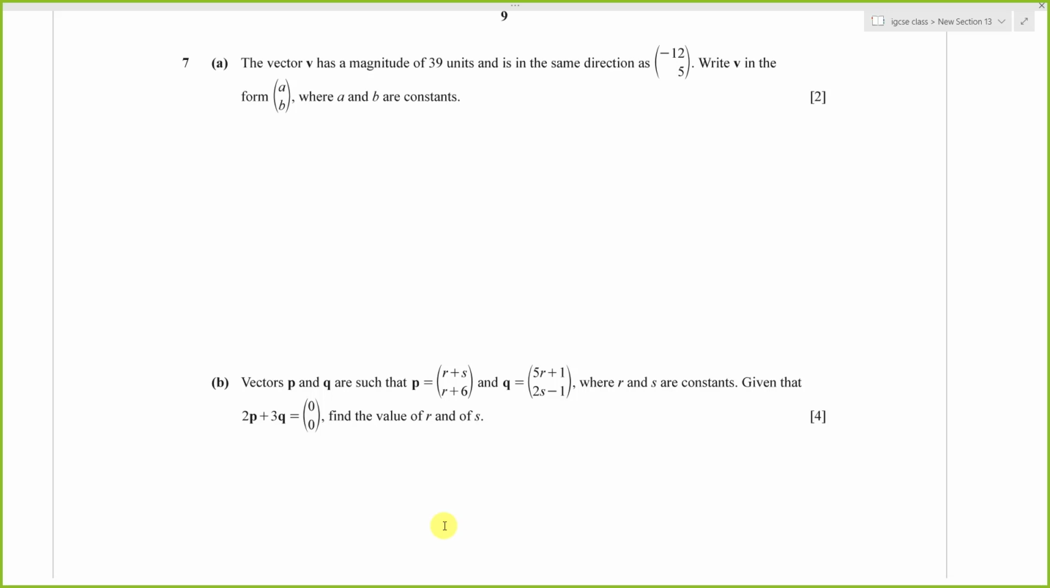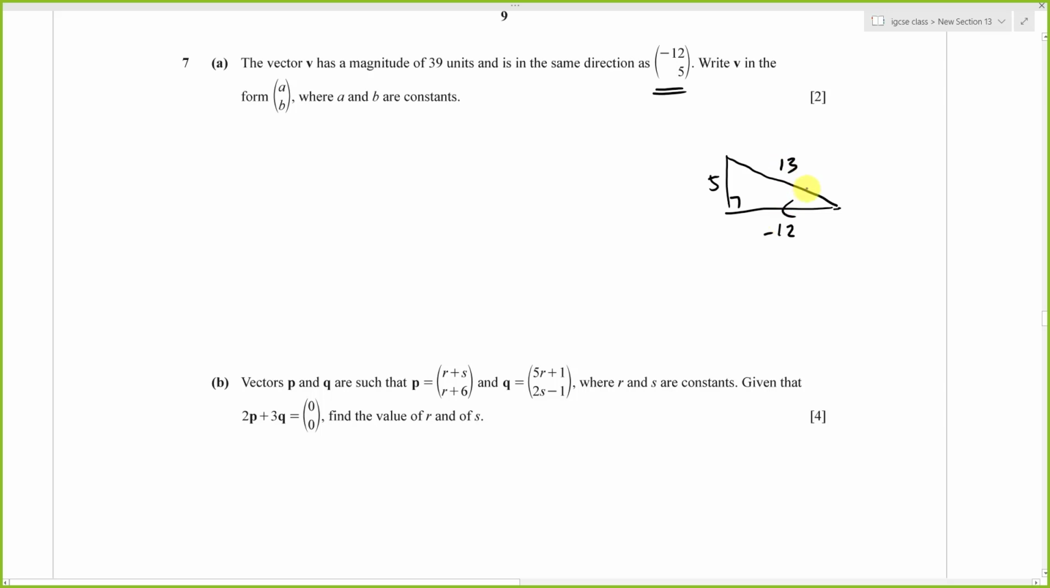The vector v has the magnitude of 39 and is in the same direction as (-12, 5). Write v in the form like this. Normally for this kind of question, this is the direction, so from the direction I will give myself some idea. Negative 12 and then 5. So Pythagoras tells you what? 5 squared plus 12 squared, square root, you get 13.